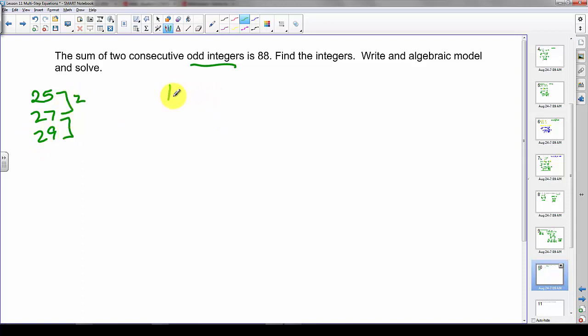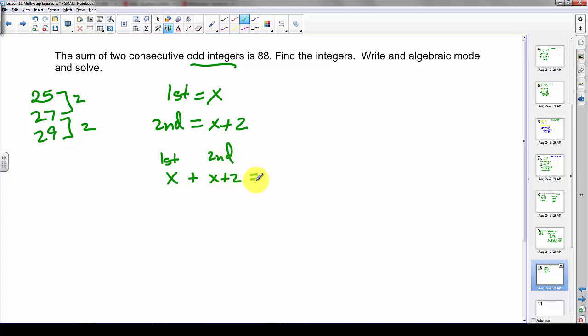And you'll notice the difference between all these is 2. So my first, I always use as x. My second is going to be, instead of 1 away, it's going to be 2 away. So it's x plus 2 away. And it says the sum of two consecutive odds. So I add the first to the second and get 88. In this case, I have 2x plus 2 equals 88.